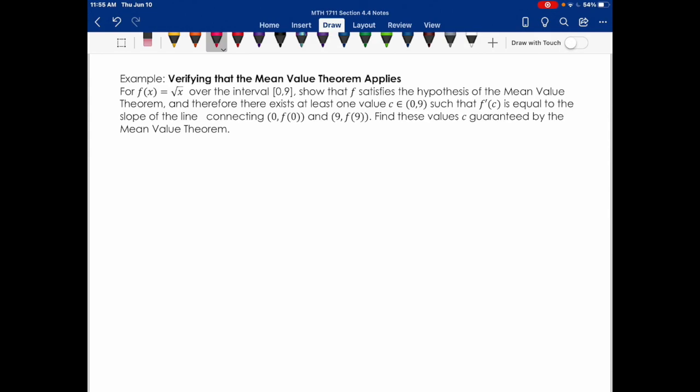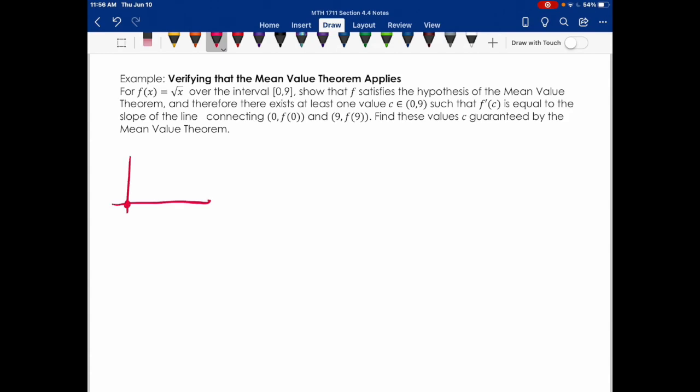It says verifying that the mean value theorem applies. We have the square root of x over the interval from 0 to 9. We need to show that f satisfies the hypothesis of the mean value theorem. And therefore, there exists at least one value on that interval from 0 to 9 so that the slope of the tangent line at that point C is equal to the slope of the secant line that connects those two endpoints. Then we're going to find these values of C that are guaranteed by the mean value theorem.